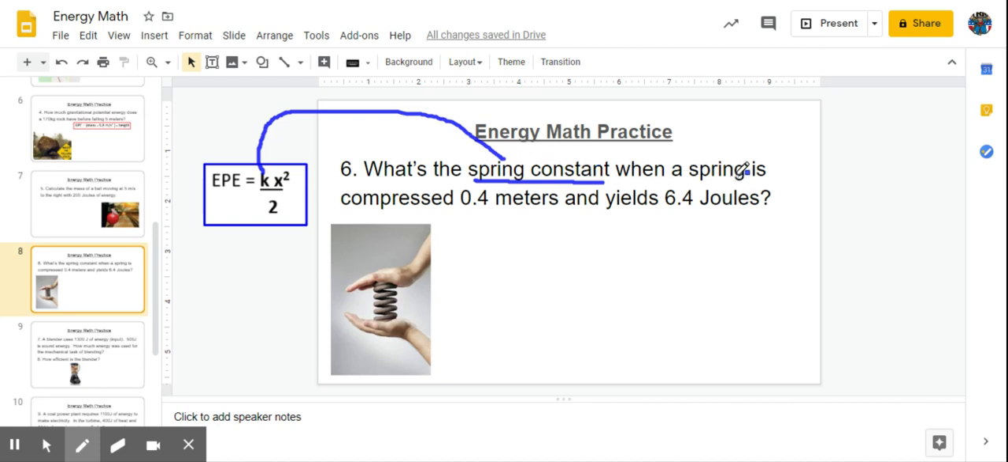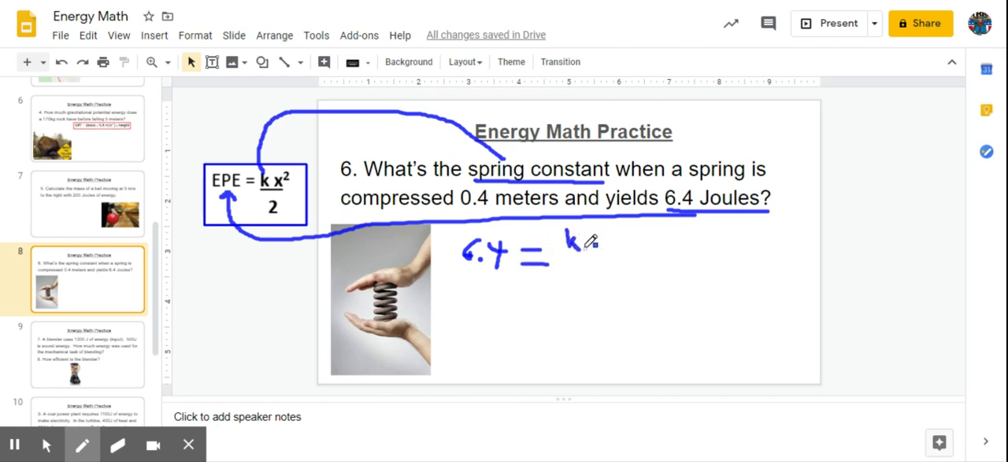That means that I have to have the other two variables given to me, and there's one of them, 6.4 joules. And we know when it's joules, that is energy. So that's going to go there. So we're going to say 6.4 equals K, my unknown spring constant, times x squared. What is x? X is the distance that the spring is compressed or stretched, but in this case, it's compressed.